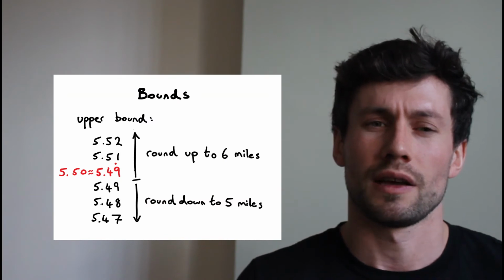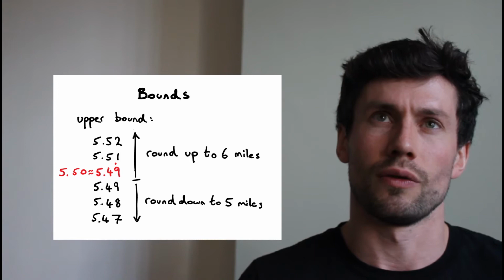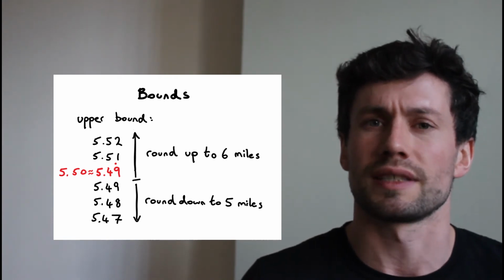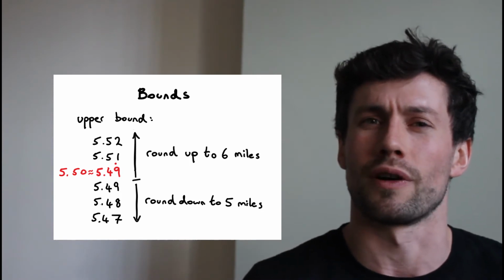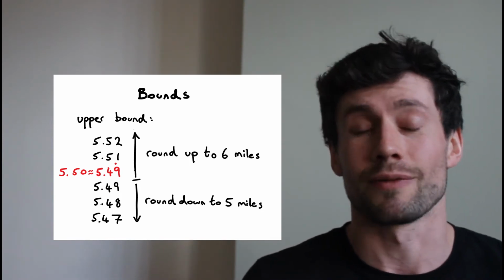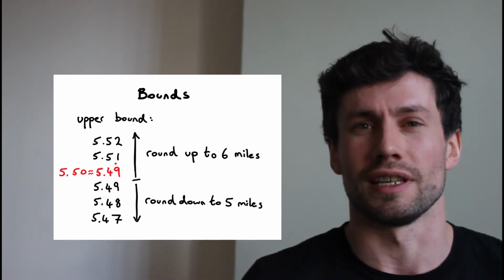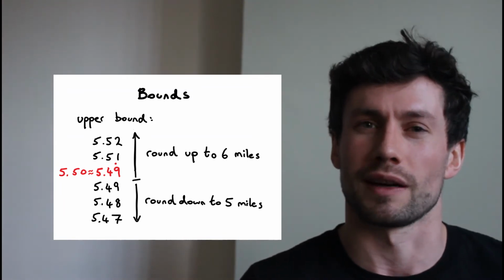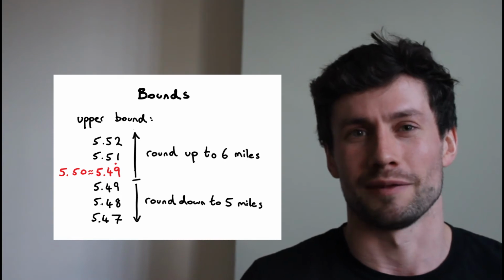Now looking at the upper bound of 5.5 miles, ask again the question, what is the biggest value that would have been rounded down to 5 miles instead of being rounded up to 6 miles? Well, the truth is that it would be 5.49999 recurring miles. But because this is essentially equal to 5.5 miles, we say that 5.5 miles is the upper bound of 5 miles to the nearest mile.